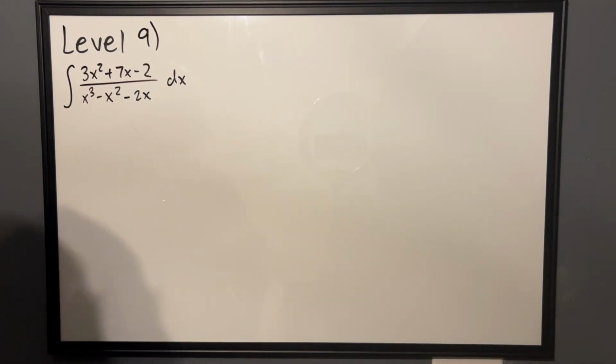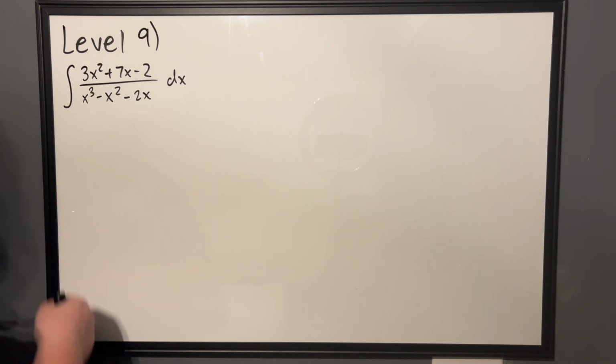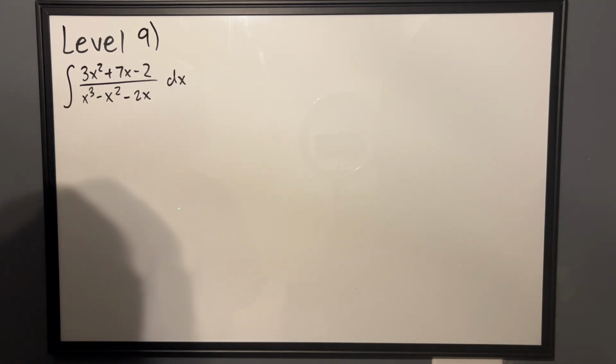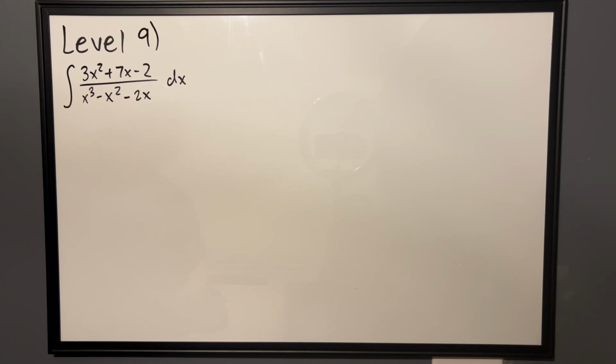All right, so here we have level 9. This is the integral of 3x squared plus 7x minus 2 over x cubed minus x squared minus 2x dx. Now, this integral, we can't do any u substitution. We can't do integration by parts. So the way we're going to approach this is we're going to use partial fractions. And that's why I have this as level 9, because partial fractions are something that you may or may not have learned, and people struggle with it a lot when they come into calculus.